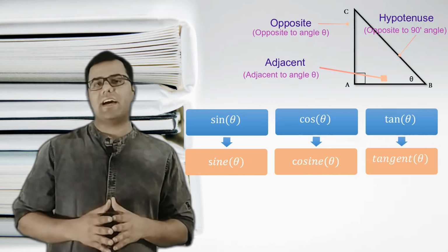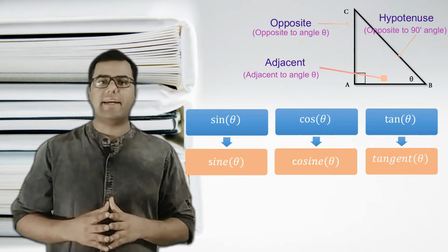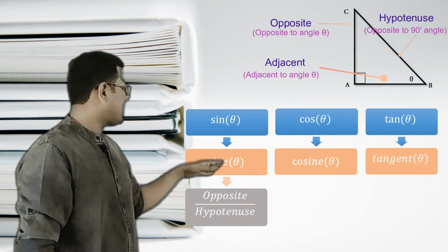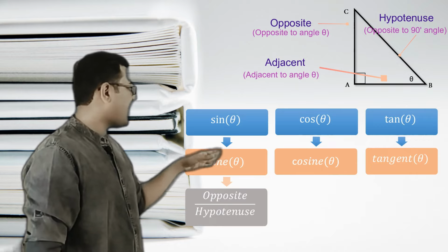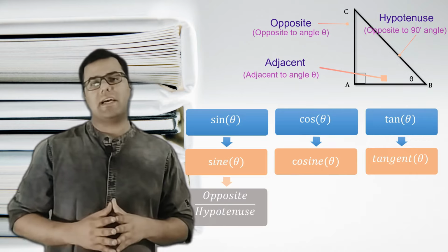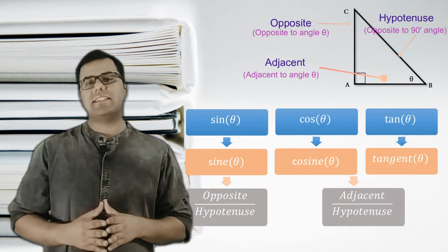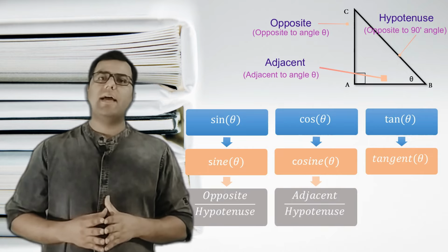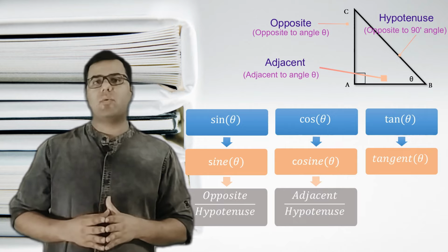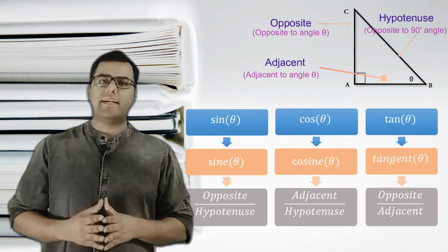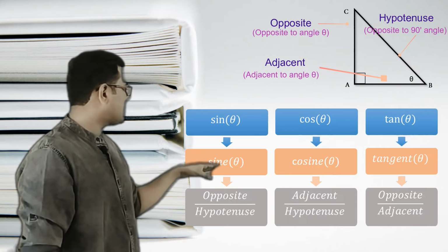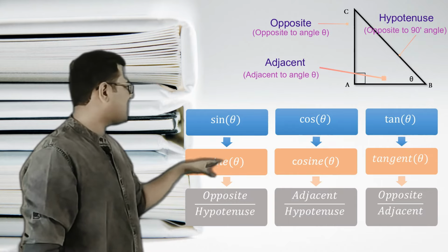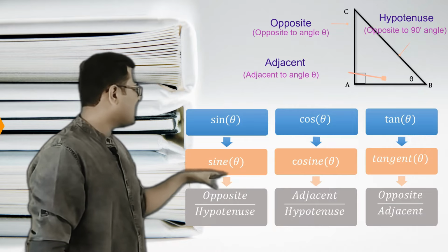So sin theta, which is in fact a ratio of two sides, is the length of the opposite side divided by the hypotenuse. Similarly, cos theta is the length of the adjacent side divided by the hypotenuse, and tan theta equals opposite divided by adjacent. So these are our three ratios, our three trigonometric functions.